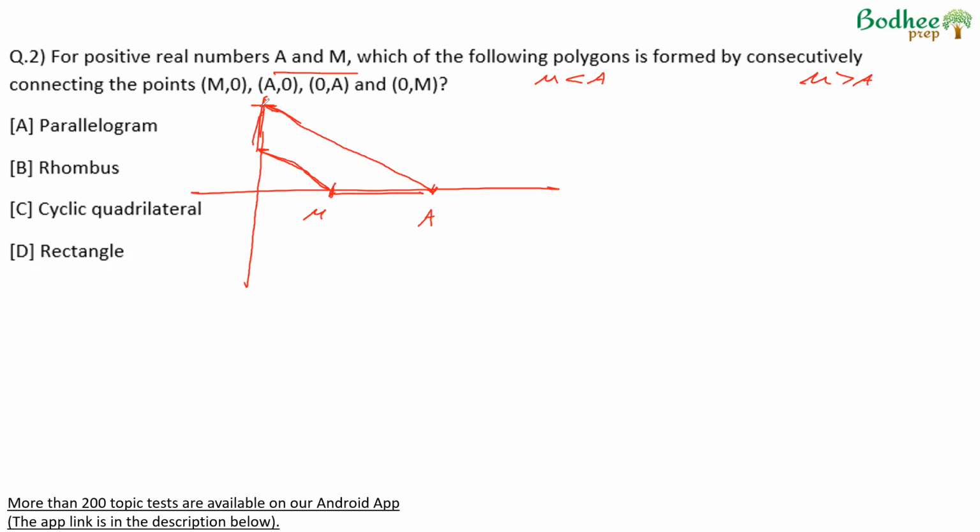Is it a parallelogram? Clearly, these two sides are not parallel. As a matter of fact, they are perpendicular. So it cannot be a parallelogram, therefore cannot be a rhombus, cannot be a rectangle.